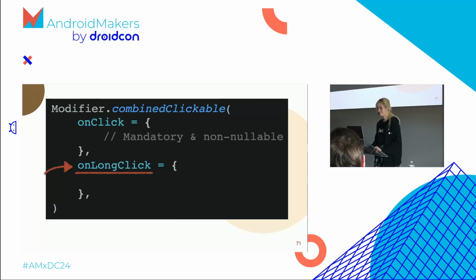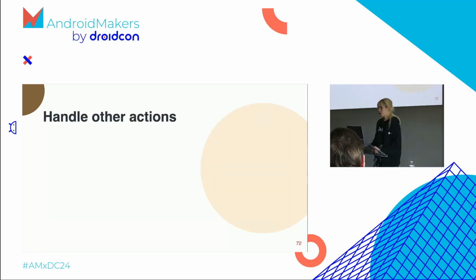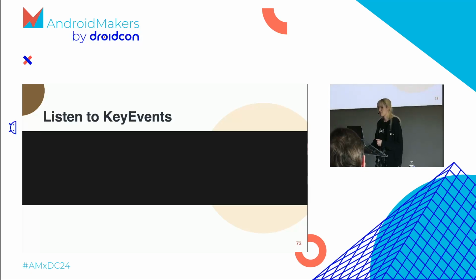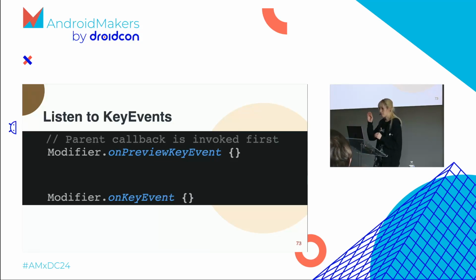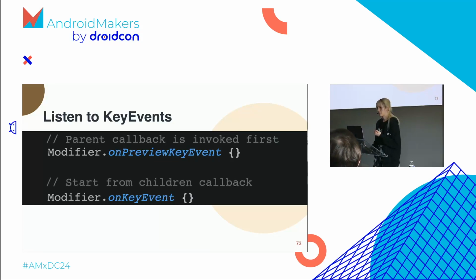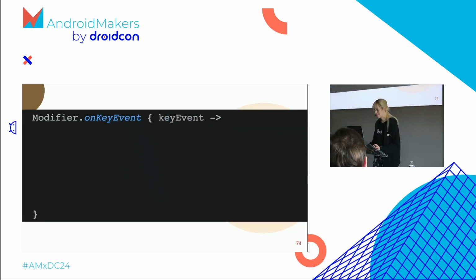So what should we do then? Well, we're back to the same solution as earlier. We are going to listen to the key events instead. And there are two methods for that. You have the onPreviewKeyEvent and the onKeyEvent. And the difference is that the first one, the parent callback, will be called first. So the event is dispatched from the top to the bottom. And for the second one, the children callbacks get invoked first. So it's the usual bottom-to-top flow that we usually get with click listeners. But since for our example we're going to go over a very simple composable, we'll just use the onKeyEvent. It doesn't matter.